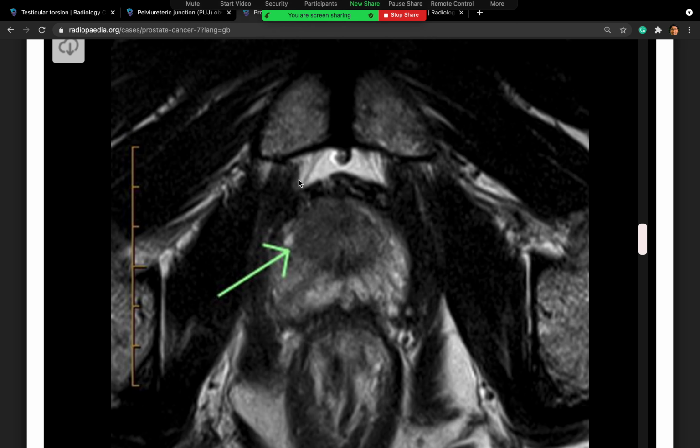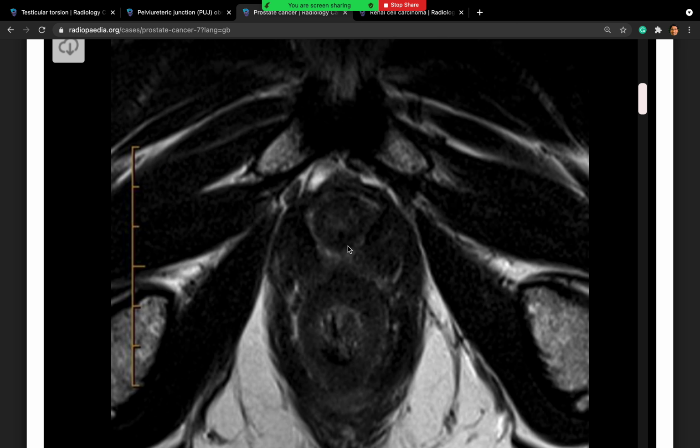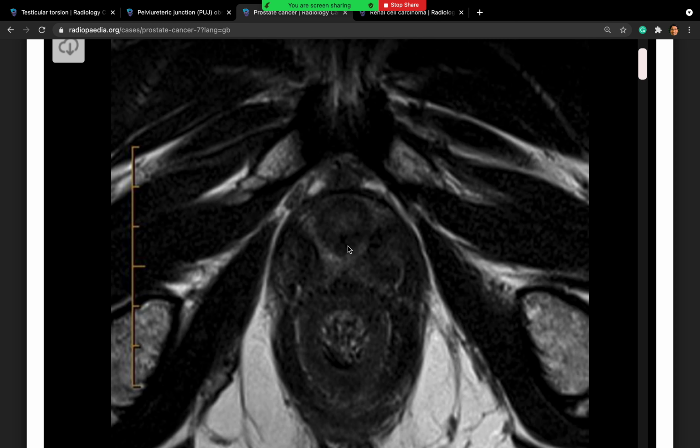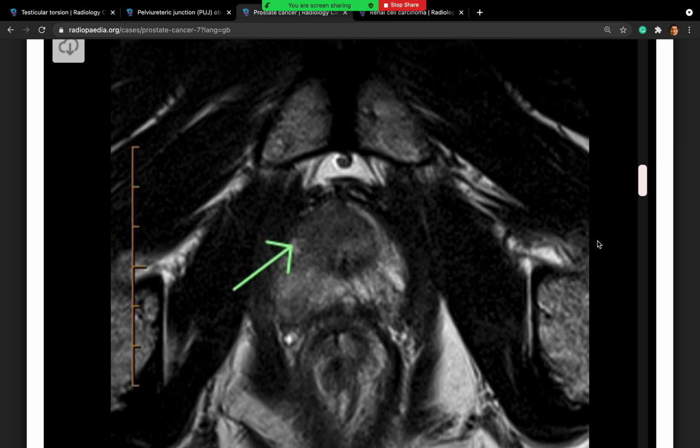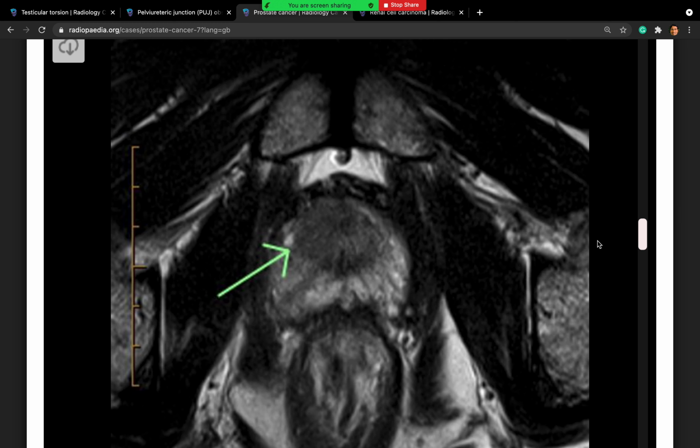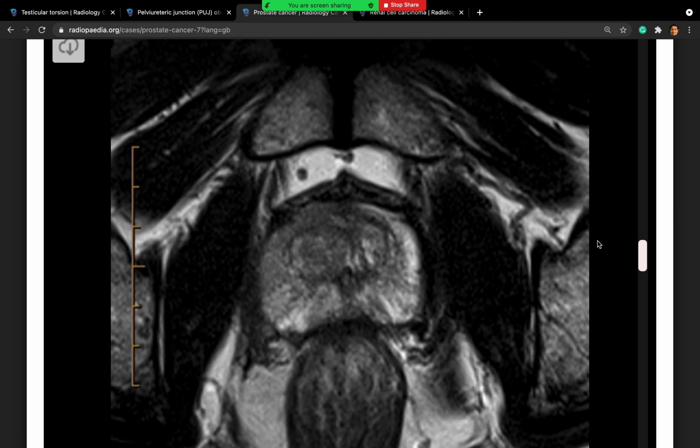Okay. Are you able to see this picture now? Yes, I can see. Can you run it through for me? That looks like an MRI scan of the pelvis and prostate, axial section, and that looks like a diffusion weighted imaging scan.